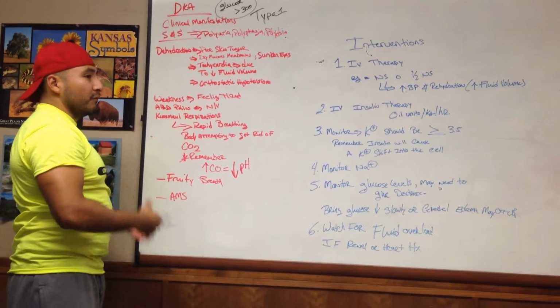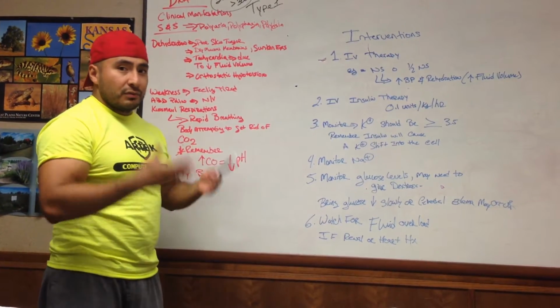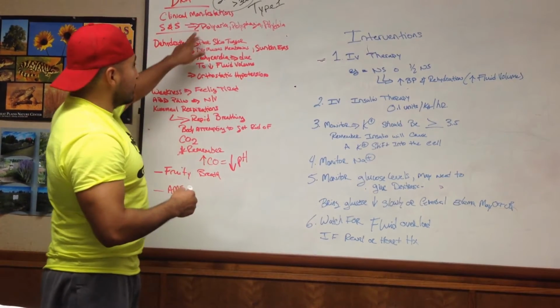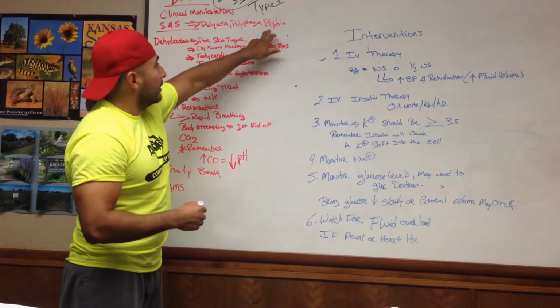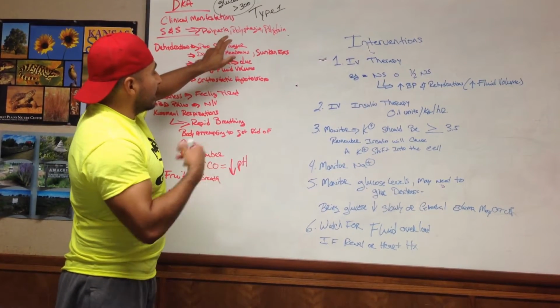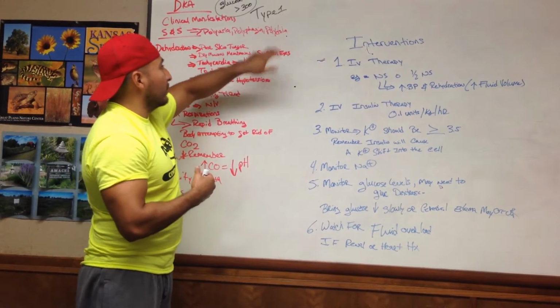Polyuria, you're voiding a lot. And remember, it's because you're losing a lot of glucose. Glucose will be dumped into urine, water will follow. So you're going to be peeing a lot. You're going to be dehydrated, so you're going to be really, really thirsty. So you're going to be drinking a lot of fluid.